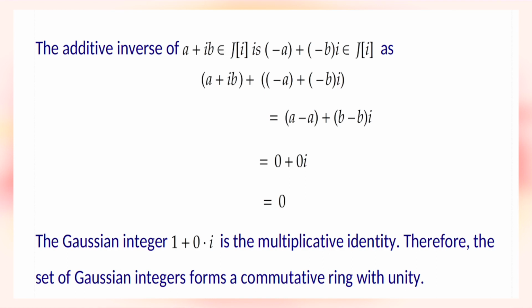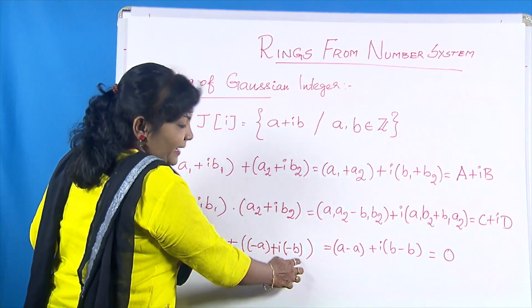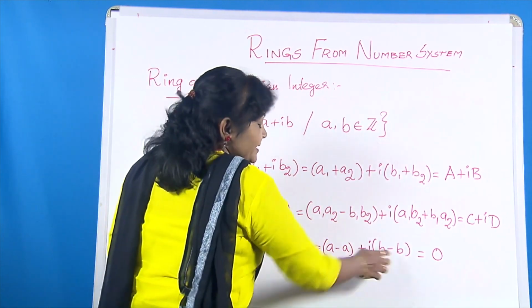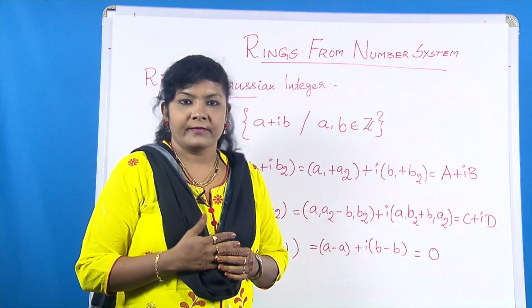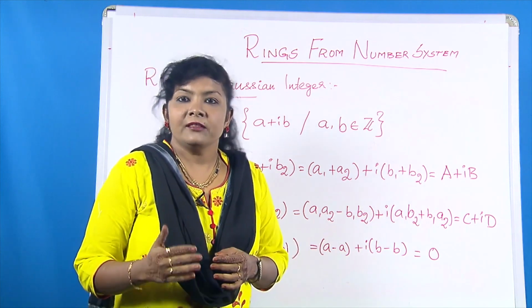The additive inverse of a plus ib in Z[i] is minus a plus minus b i, which belongs to Z[i]. We can write it as a plus ib plus minus a plus i minus b, so this is equal to a minus a plus i b minus b, which is equal to 0. The Gaussian integer 1 plus 0 dot i is the multiplicative identity. Therefore, the set of Gaussian integers forms a commutative ring with unity.